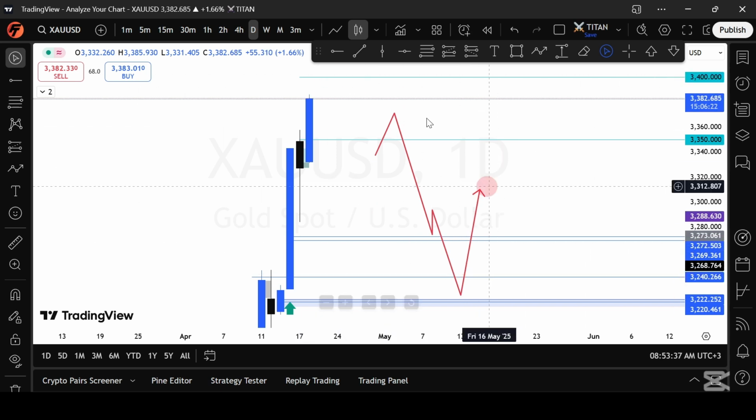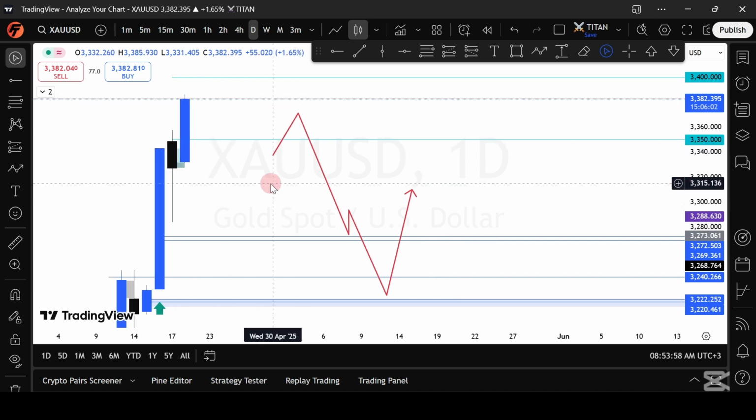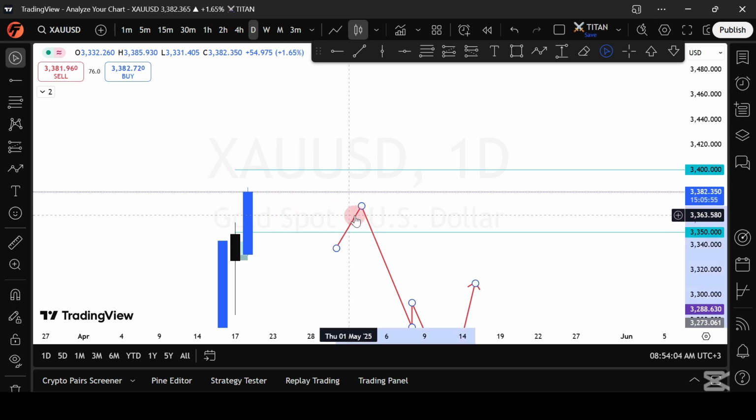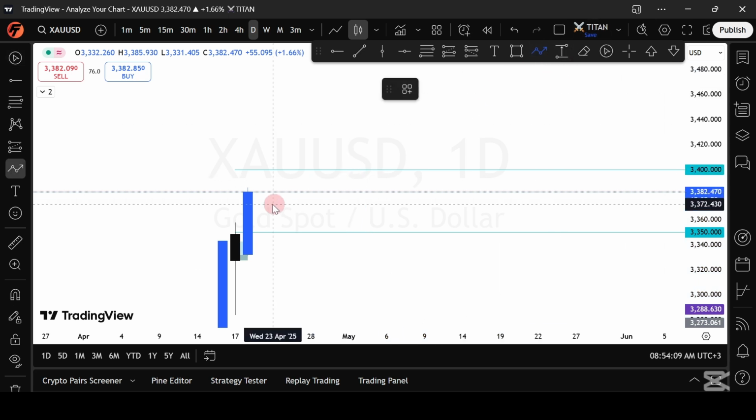I'm waiting to see this kind of movement going into the close of this month. This is the kind of price action that I'm waiting for. So I'm not really going to look for buy positions just yet, but in the event that we reach this level here, 3,400, I'm going to have an eye open for price action in the lower time frames.